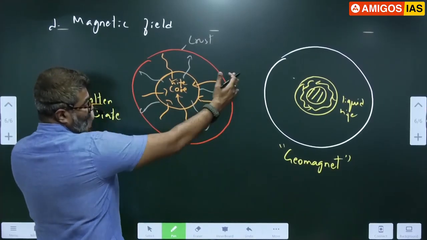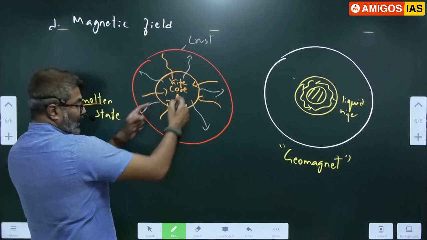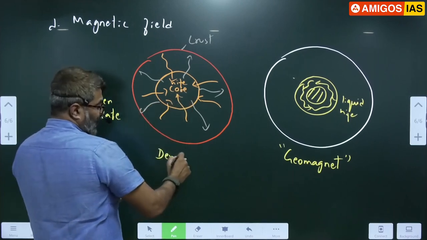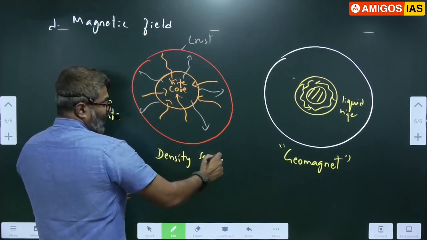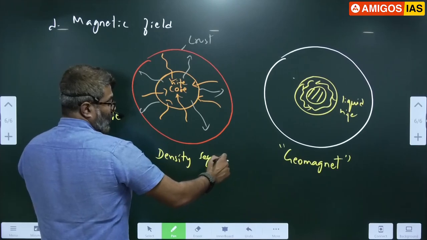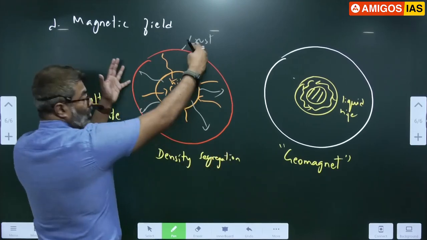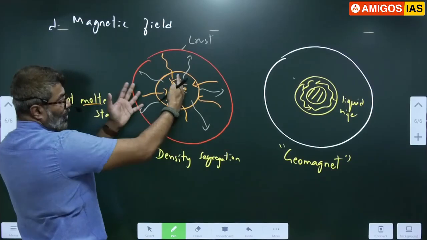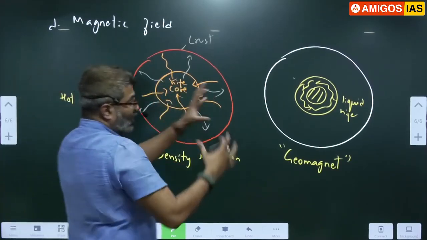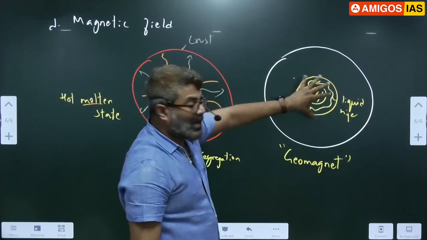First, the segregation takes place. All the denser elements come to the center. Based on density, they get separated. This is the first step. Later, elements go to the surface. Crust is formed. Core is formed. Then the core gets magnetized and behaves like a magnet.